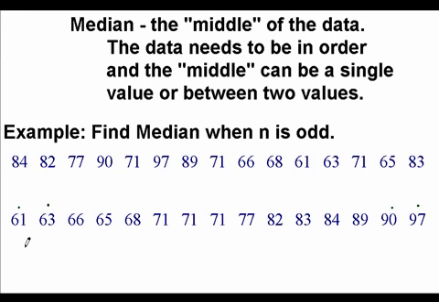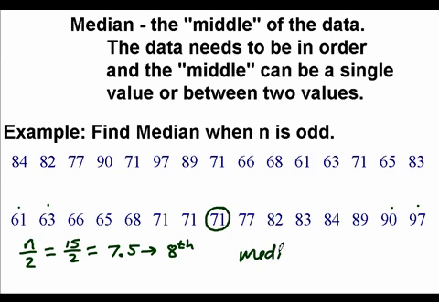But an easier way to do it is to use the median formula, which is basically just n over 2. n in this case is 15. 15 divided by 2 is 7.5. And because it landed on a decimal, we're going to push it up to the 8th element. And all you have to do is count out to the 8th element. So here's the first element, there's the second, third, fourth, fifth, sixth, seventh, 8th. And this number becomes the median. So the median of this data set is equal to 71.